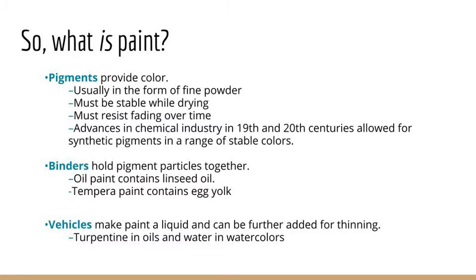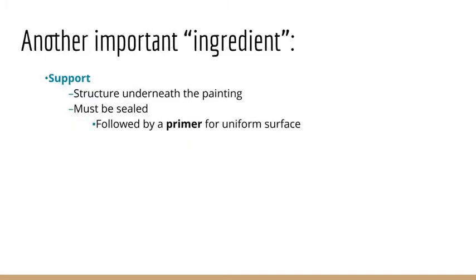There are some forms of weird genetically engineered water-based oil paint, but I'm not counting those because that's a weird new invention. So basically, pigment's the color, binder's what holds it together, and vehicle is what you thin it down with. Another important ingredient to the painting process is the support.